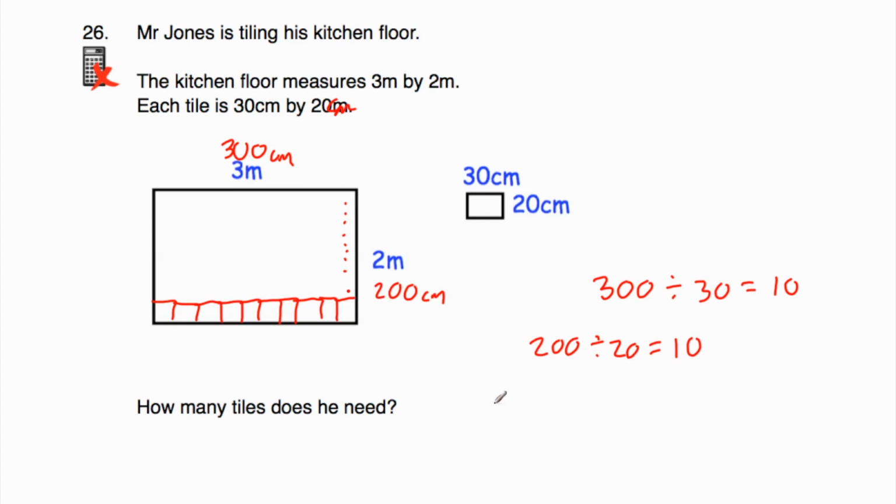And 10 rows of 10 will be how many tiles we'll need, as long as none of them break or crack or whatever. So 10 multiplied by 10 is equal to 100. So he will need 100 tiles because there was 10 tiles in each row, because 300 divided by 30 is 10, so there's 10 in each row. There was 10 rows of them needed. 10 times 10 is 100.